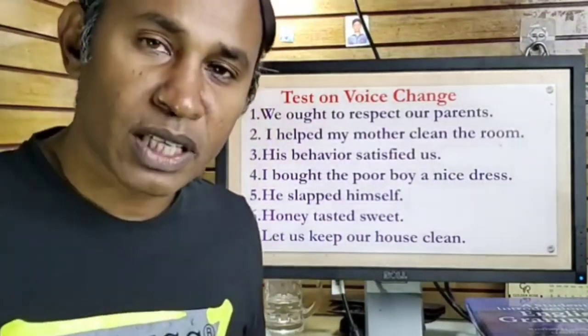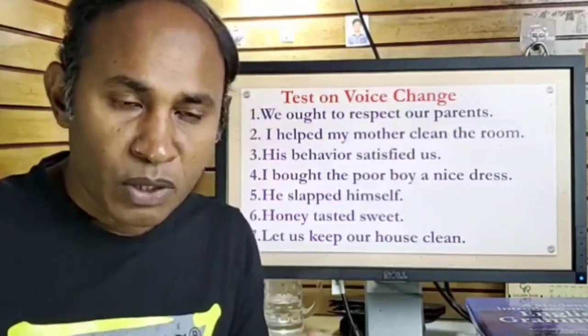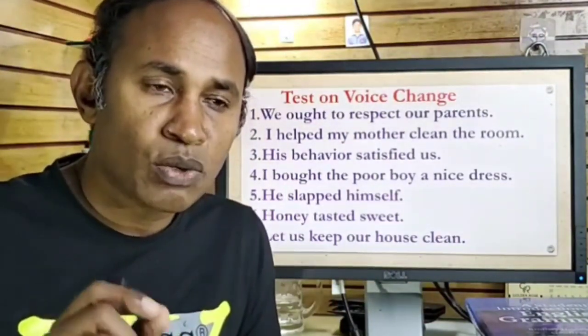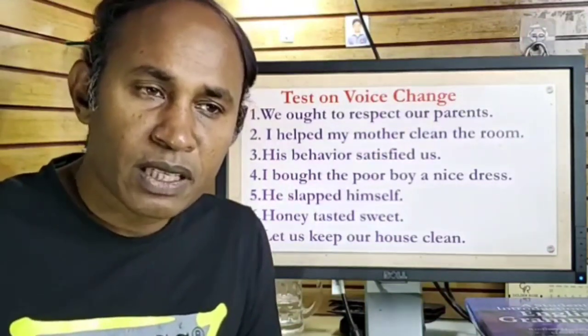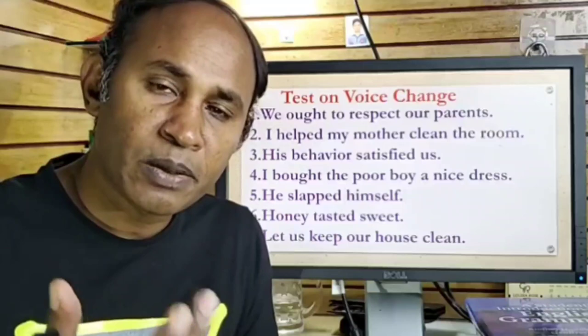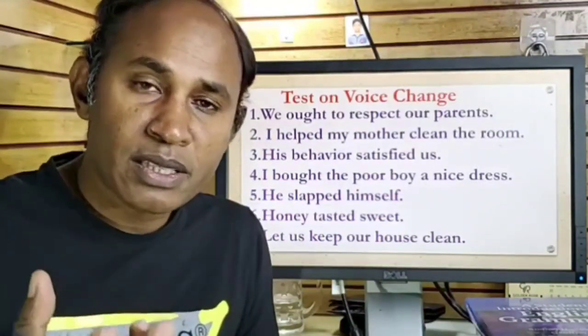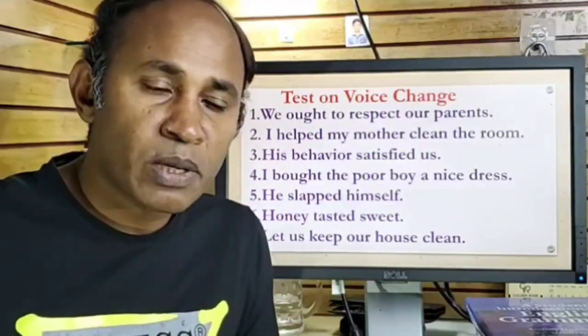Sirhan, tumi R keno likhle? Why have you written down R? Because look at this sentence. The sentence is in the past indefinite tense. So his behavior satisfied us. Satisfied is the past indefinite tense. So just to make it passive, we have to use the auxiliary verb was or were. That's why here your object is us, that will be we, and your auxiliary verb will be were.